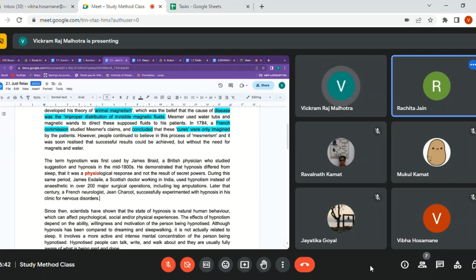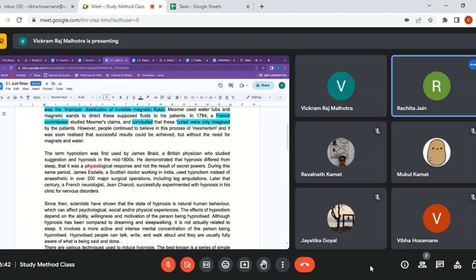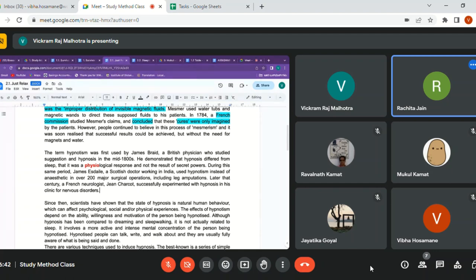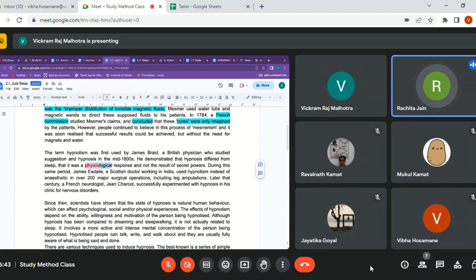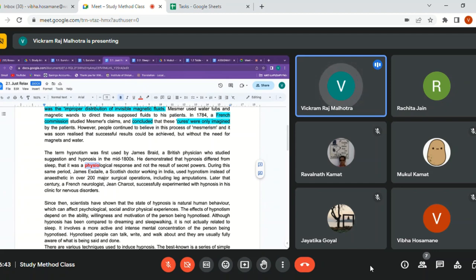What are the keywords? Okay, we'll read this again. The term hypnotism. Let's see how it's pronounced. We'll probably do a class on pronunciation and where to stress another time. Before that, just look at this word. Is it physiological or psychological? Physiological. That's fine, as long as you understand that it's physiological. And what's the difference between physiological and psychological?